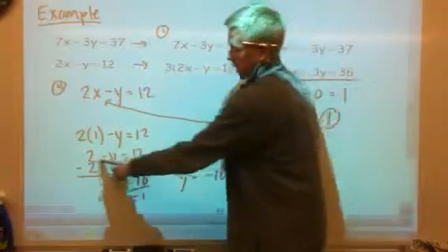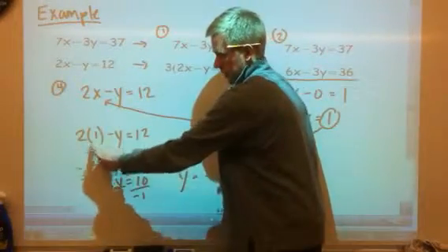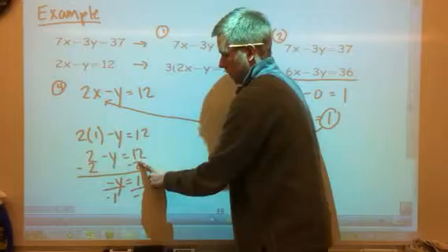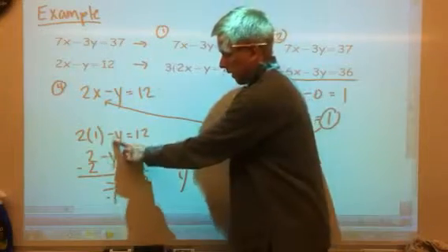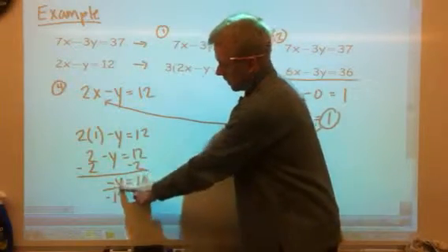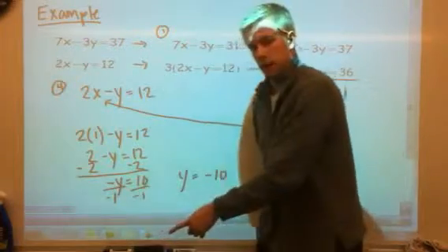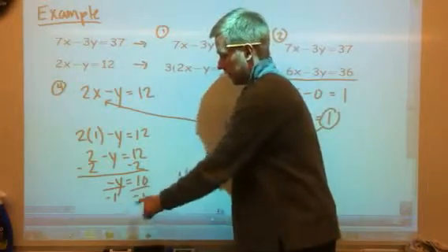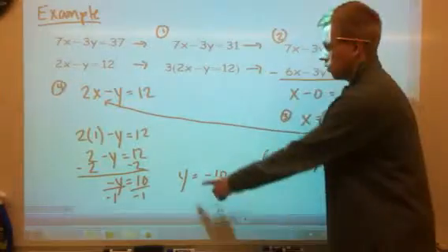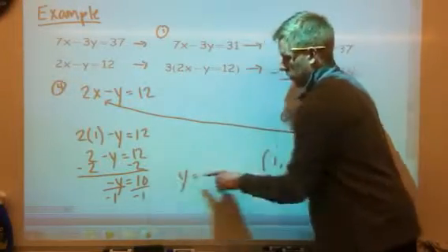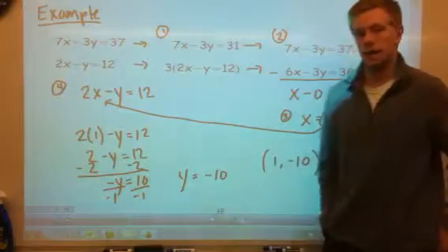Then to get rid of this 2, I need to subtract it from both sides because it's a positive 2, so I take it away from both sides. That leaves me with a negative y here. So I have negative y equal to 12 minus 2 is 10. Then I need to get rid of that negative sign, so I'm going to divide by negative 1 here to leave me with y. 10 divided by negative 1, just change it to a negative 10.